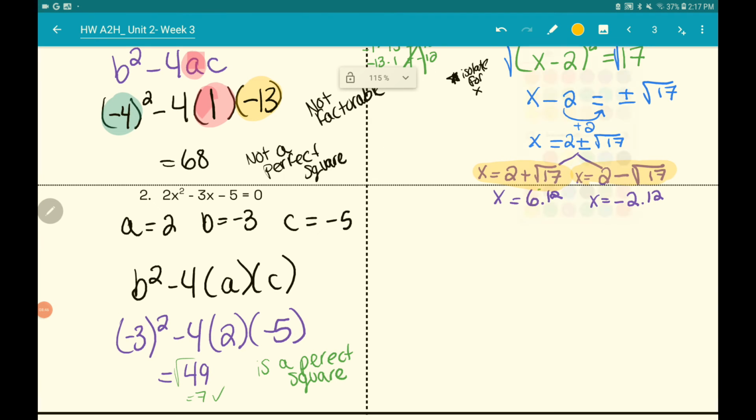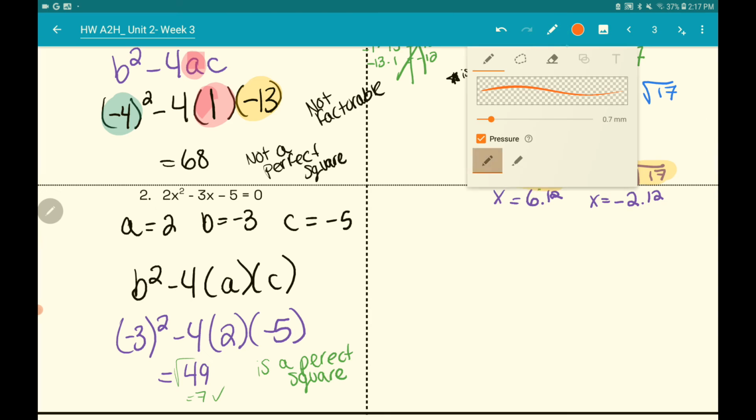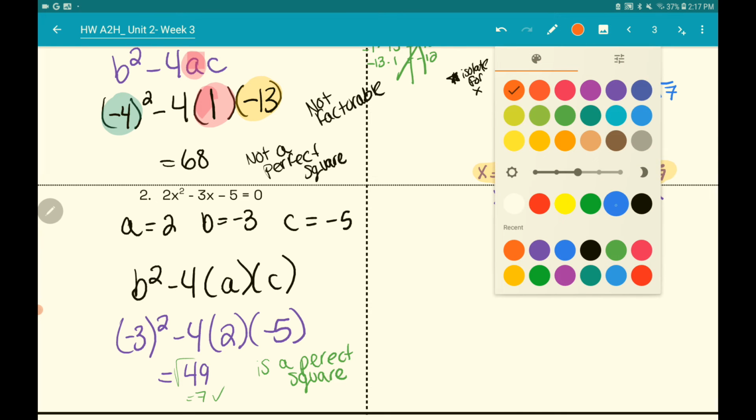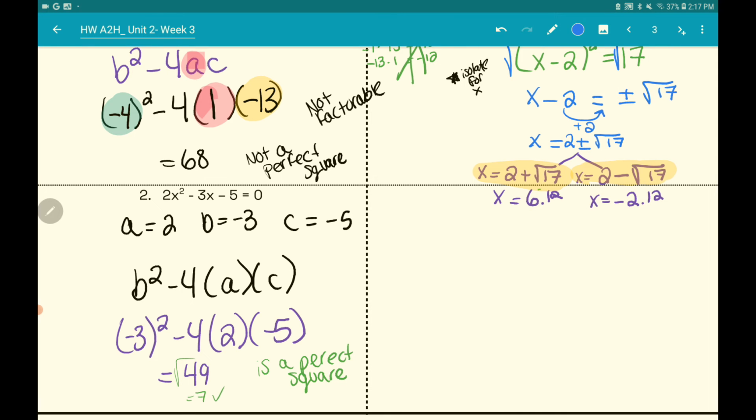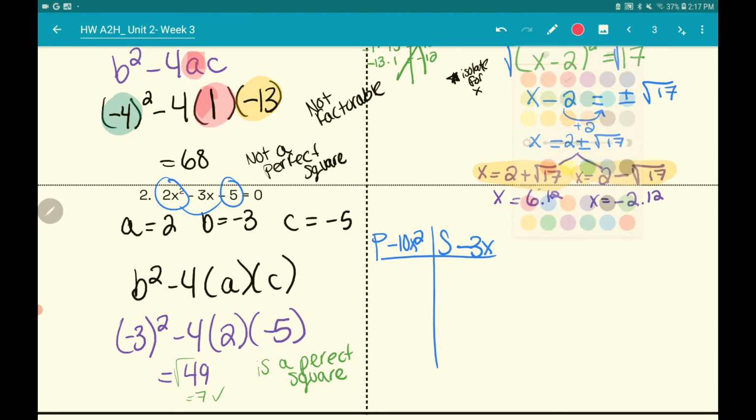Let me recap factoring. All right, so I take my first and my last, and I'm going to make my product sum table. So my product is negative 10x squared. What's my sum going to be? Negative 3x. So what numbers multiply to negative 10 and add up to negative 3? That would be negative 5x and positive 2.